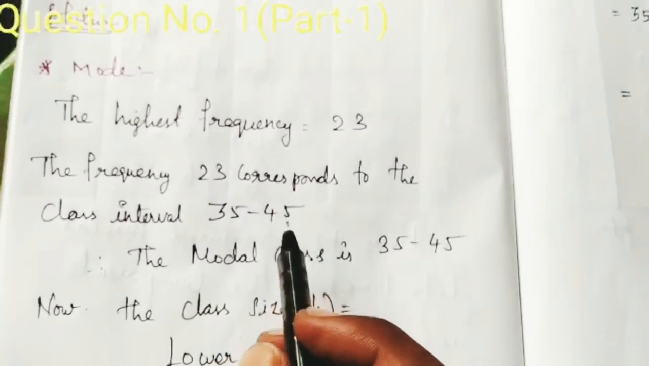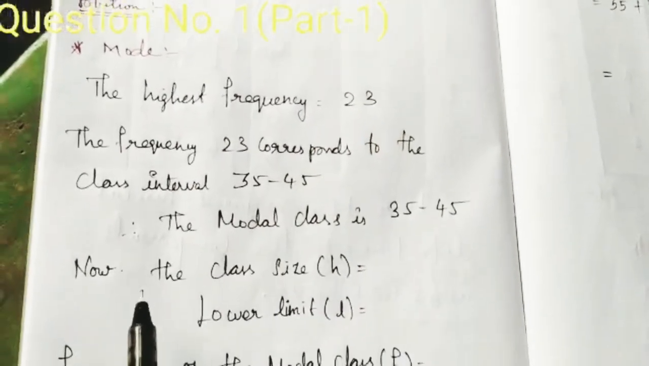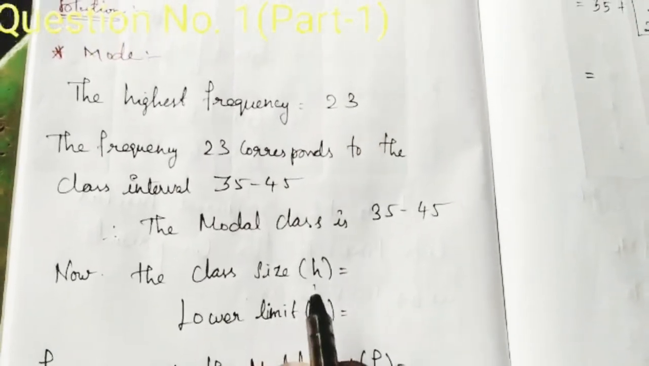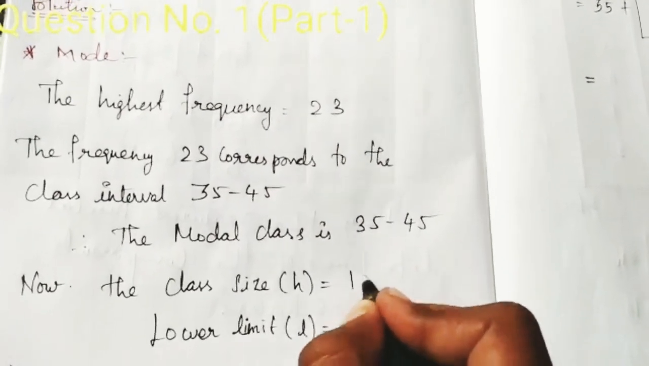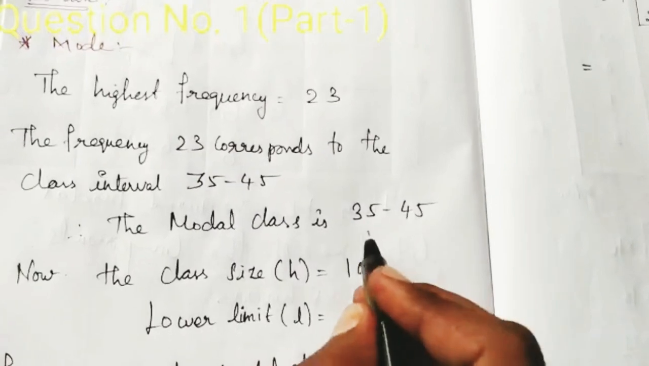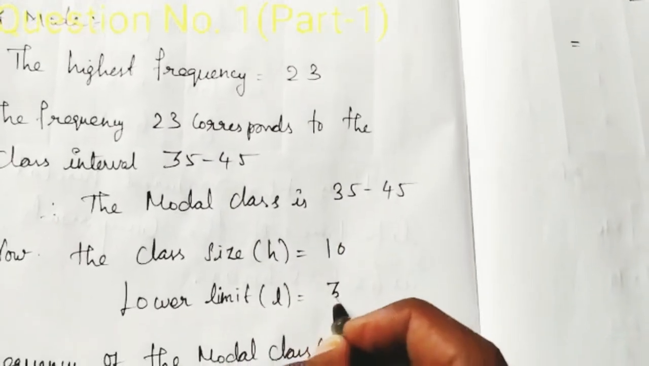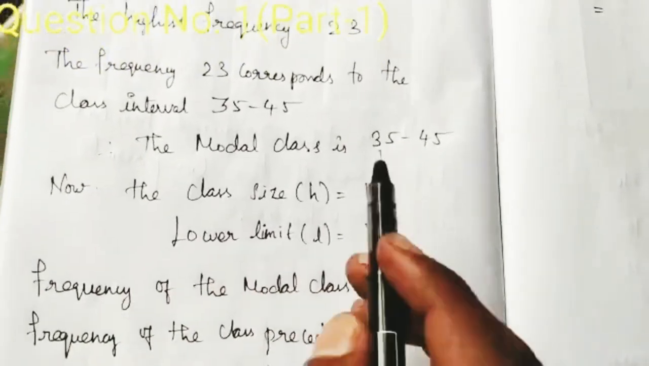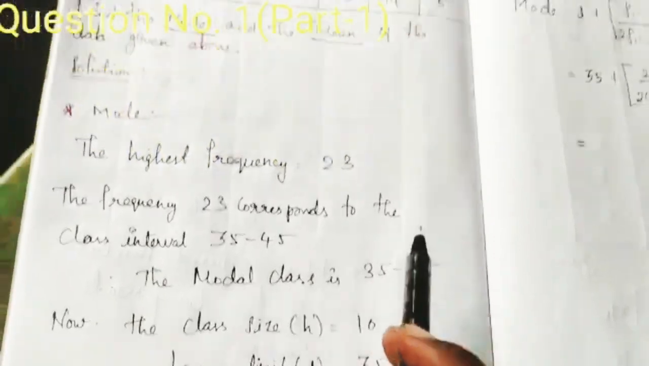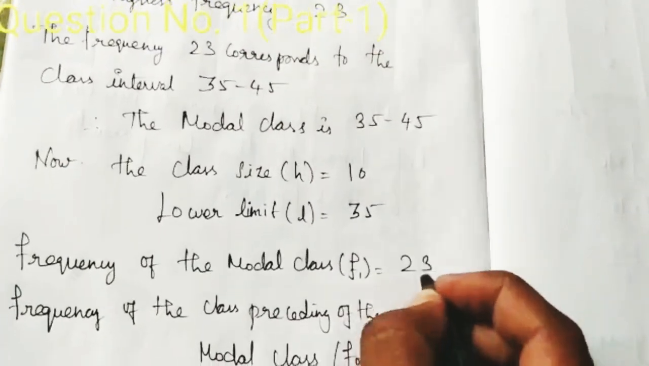Okay, we have to find the values for this formula. Now the class size H: the class is 35 to 45, the difference is 10. 35 is the lower limit and 45 is the upper limit. So 35 is L. The frequency of the modal class is 23, so F1 is 23.